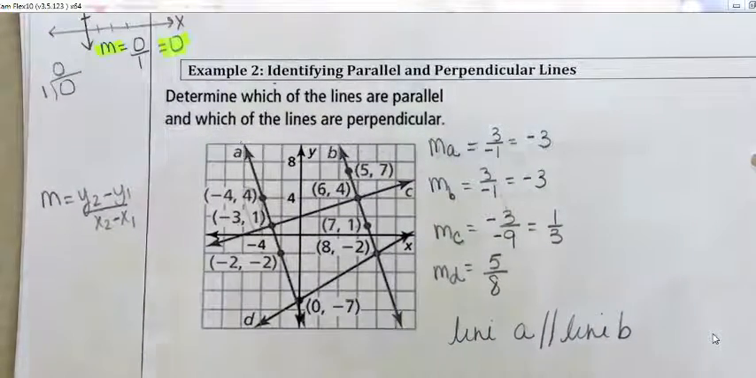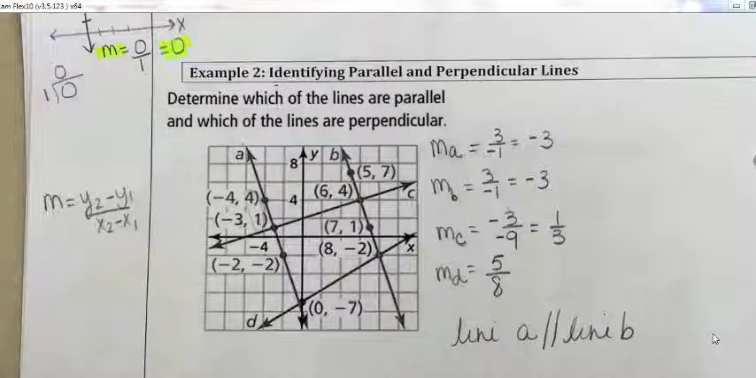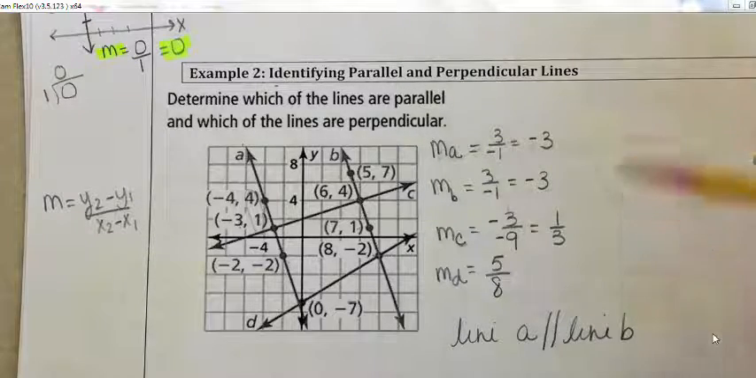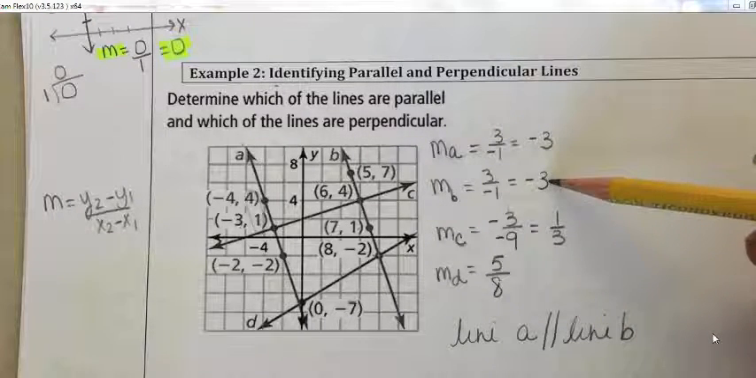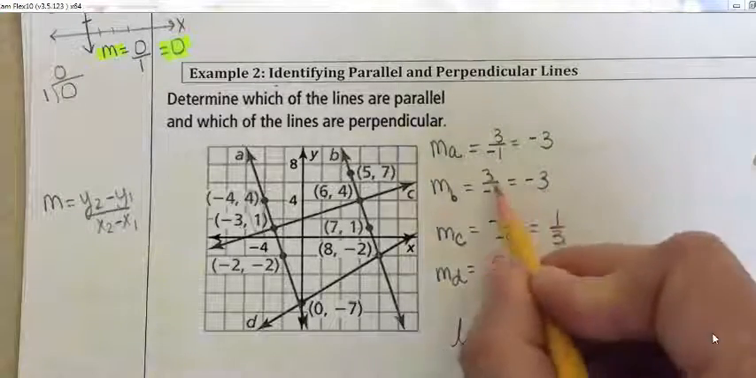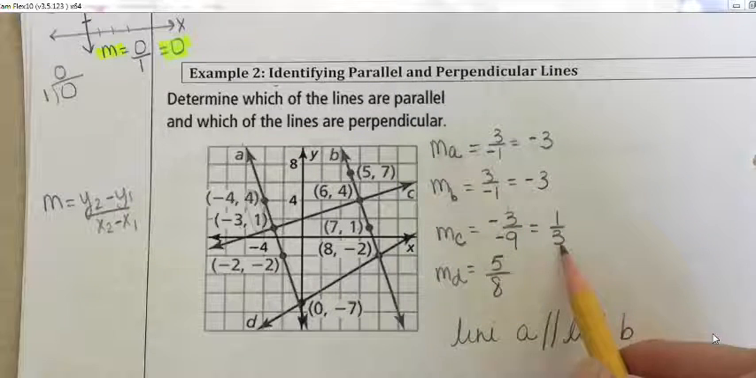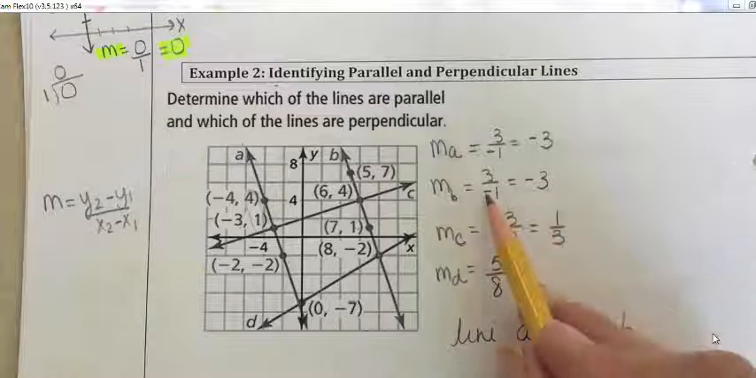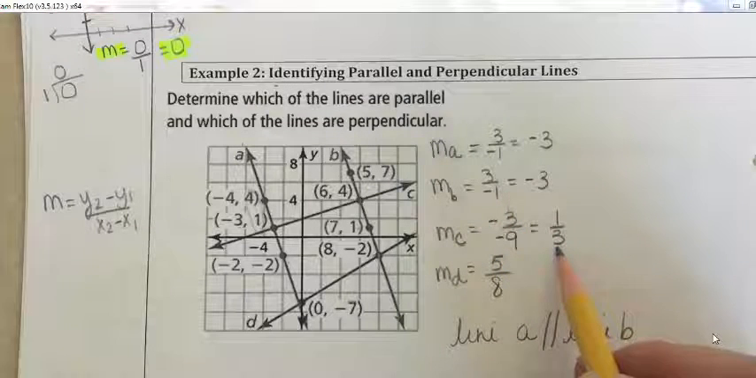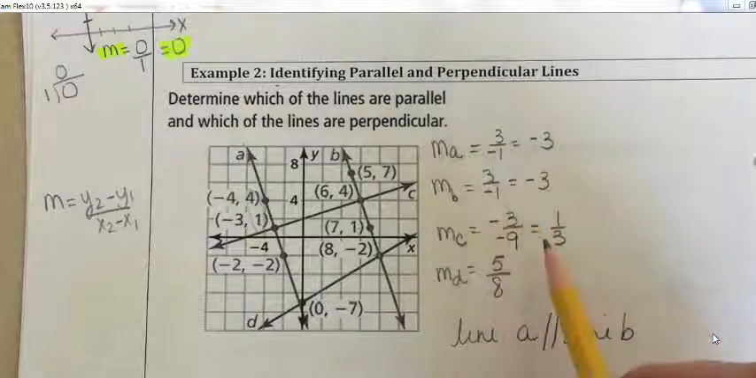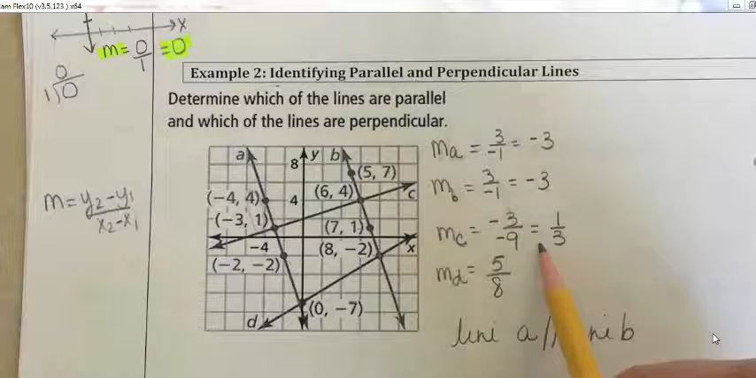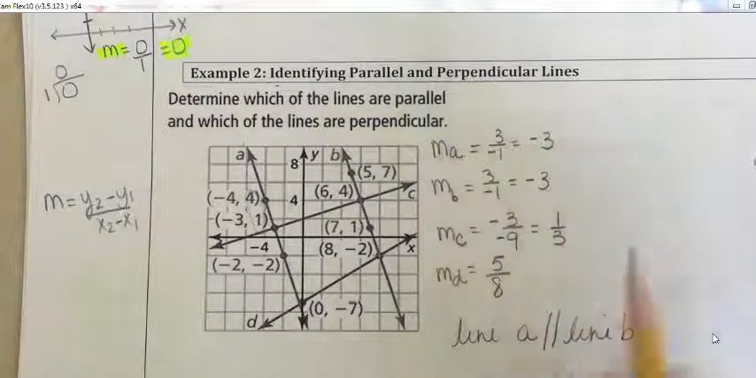And then I'm looking for opposite reciprocals for perpendicular lines. So I can see that this line here is -3 or -3/1. And when I flip it, I get 1/3. And take the opposite, this was negative, take the opposite, it's positive. So these are going to be perpendicular as well as with A. So line C is perpendicular to line A and to line B.